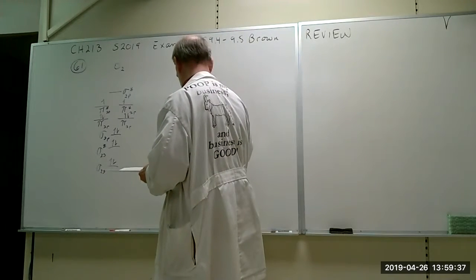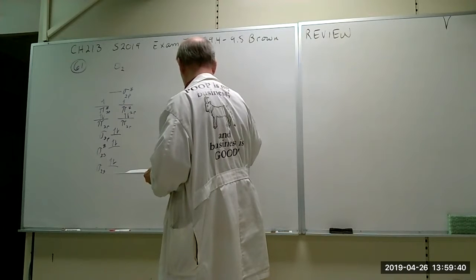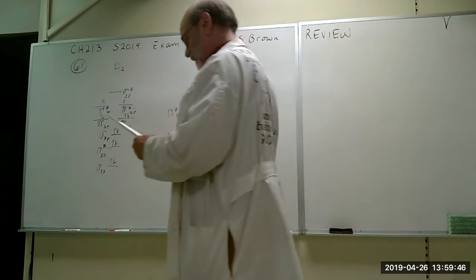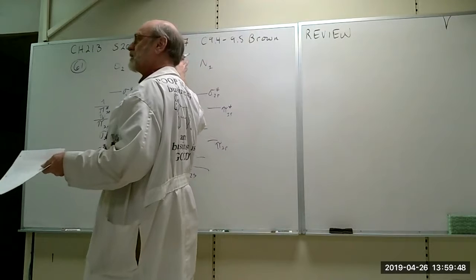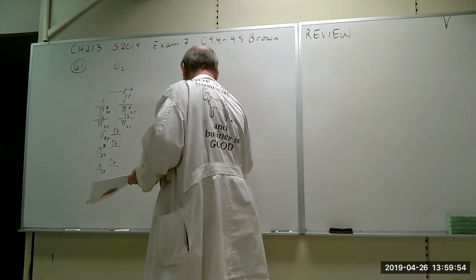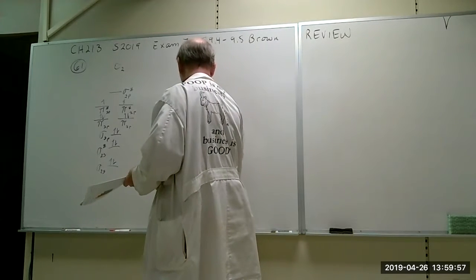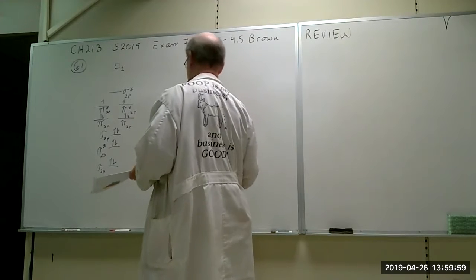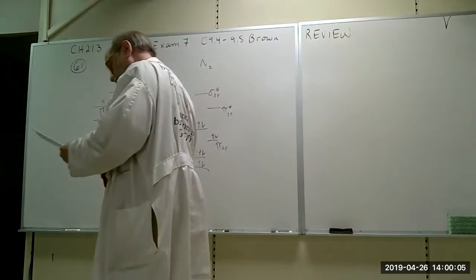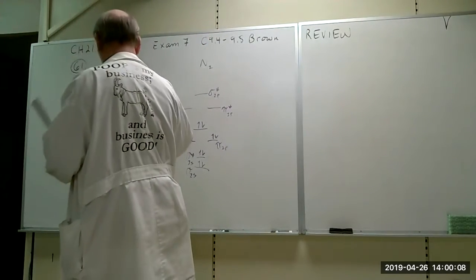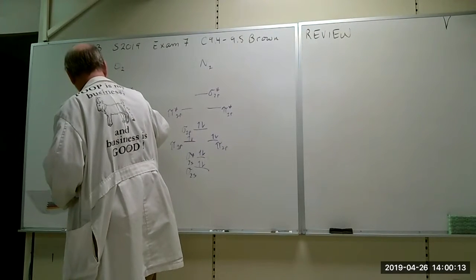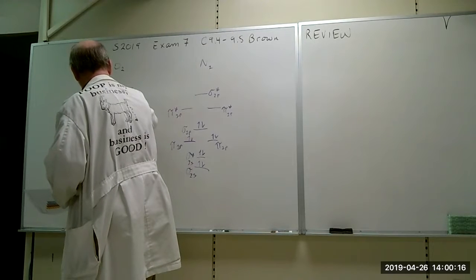Okay, we're good. Now, electrons. Nitrogen is 5 each. So we're going to have 10 electrons. 1, 2, 3, 4, 5, 6, 7, 8, 9, 10. Okay. What's the bond order as is? 2, 4, 6, 8.